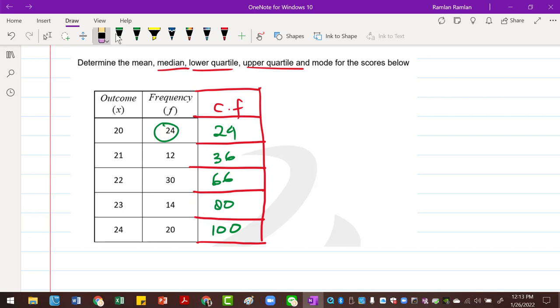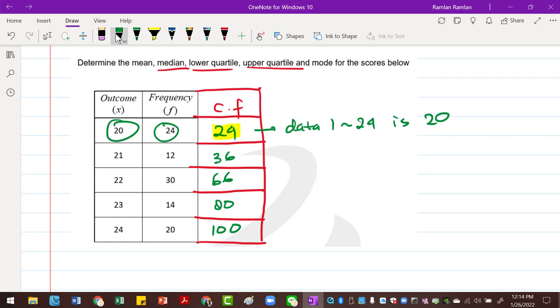The next thing that I would like to explain is how to read this. What do 24, 36, 66, 80, 100 mean? I'm going to start from the first one, this 24 over here. Although this is 24 and this is 24, the same number, they have a slightly different meaning. For the CF, the cumulative frequency, this 24 means that data number 1 until data number 24 is this value, which is 20.